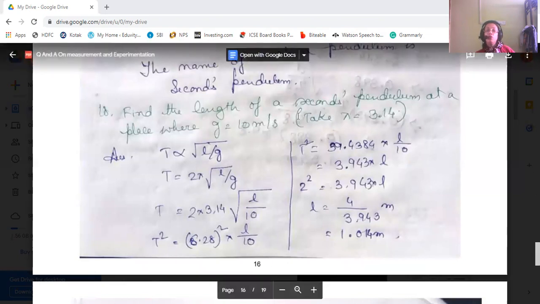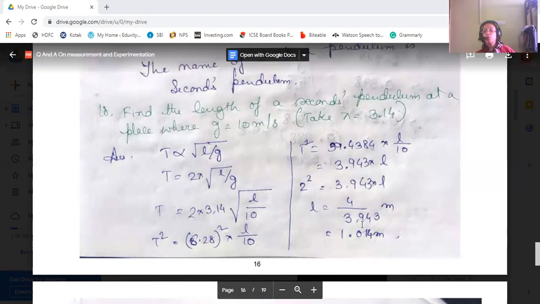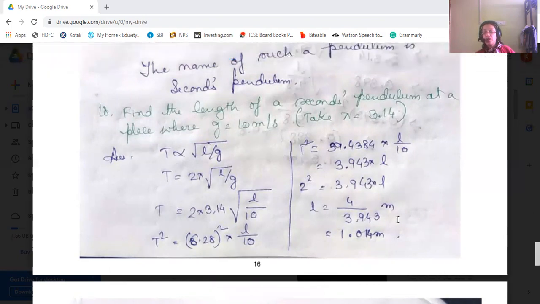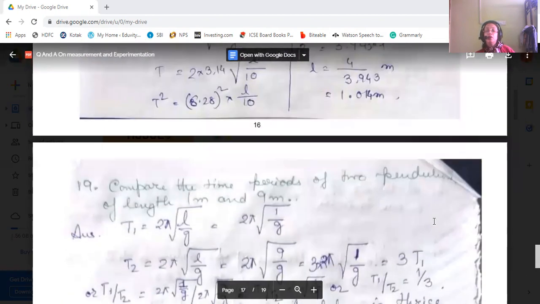We know it's a seconds pendulum, so 2 seconds will be the T value. So 2 square is equal to 3.943 into L. So L will be equal to 4 by 3.943, that is equal to 1.014 meters. That will be the effective length of the seconds pendulum.